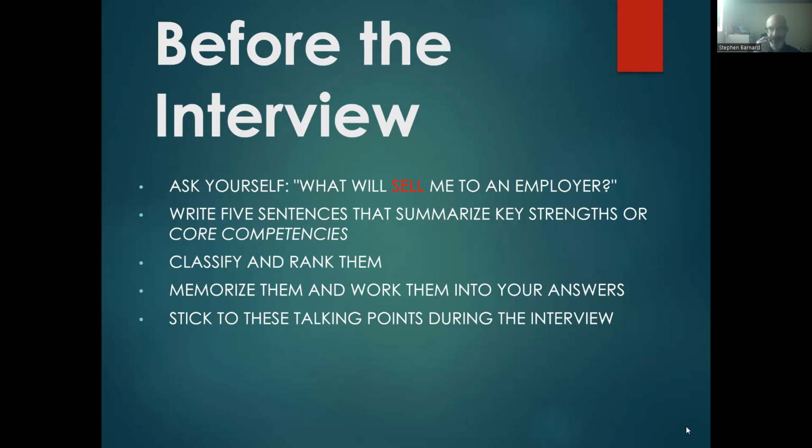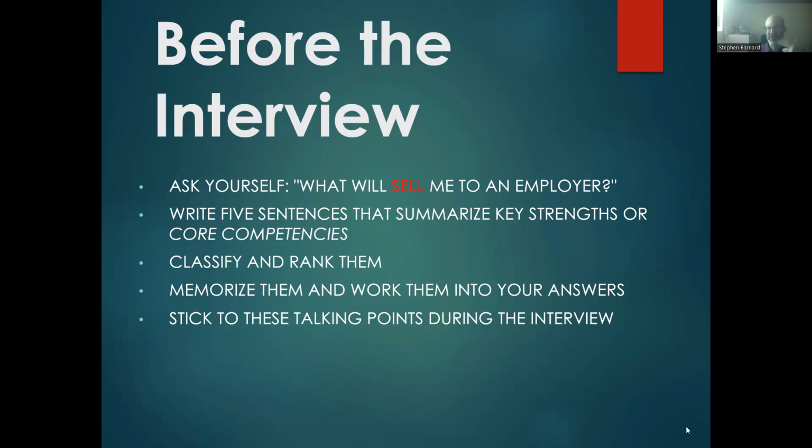You might want to classify them, have these in different categories. You might want to rank them, maybe one is more important than the other. But it's very important that you memorize them and you work them into your answers during a job interview. You should stick to these talking points during the interview. Whatever question the interviewer asks you, you should think to yourself, which of those 5 sentences should I somehow incorporate into my answer?